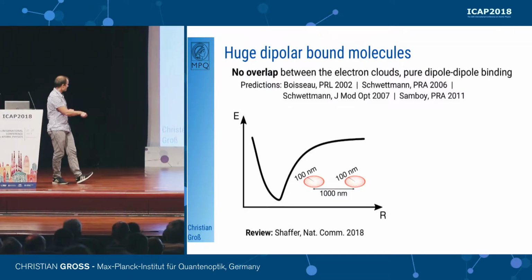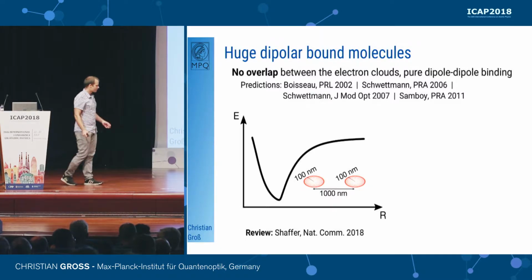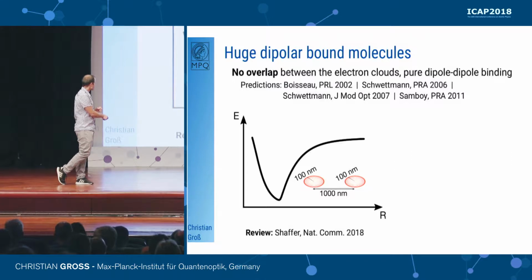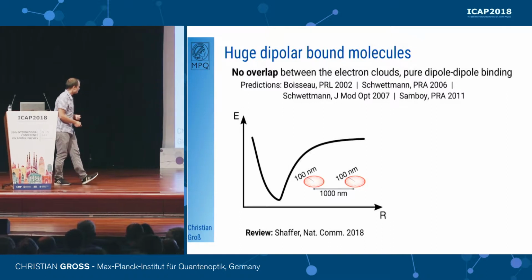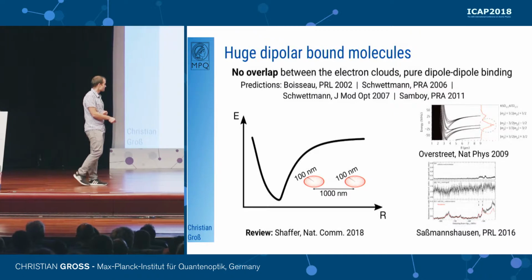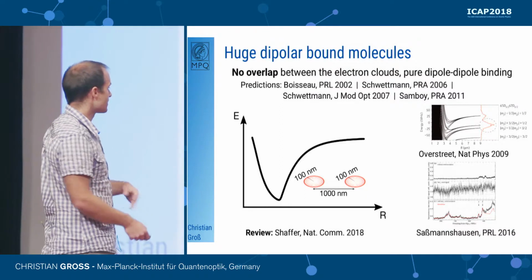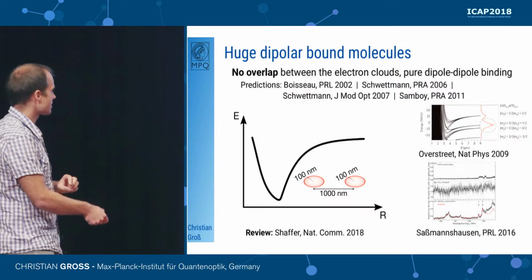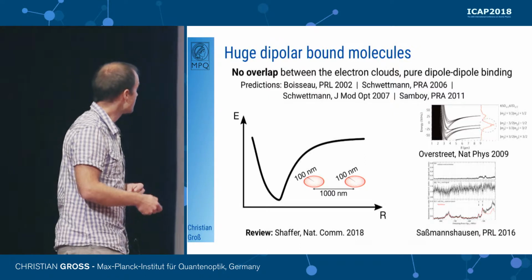To give you an idea of the energy and length scales, the Rydberg atoms that we use are roughly 100 nanometers in size, and we see molecular binding at a distance between two of them that is 10 times longer than the size of the atom. First indications of their existence have already been seen in spectroscopy experiments, where signals could be explained by theoretical potential calculations that predict those macrodimers at these positions.